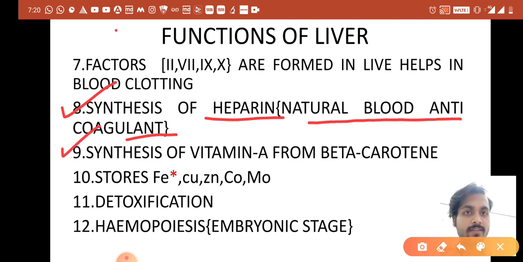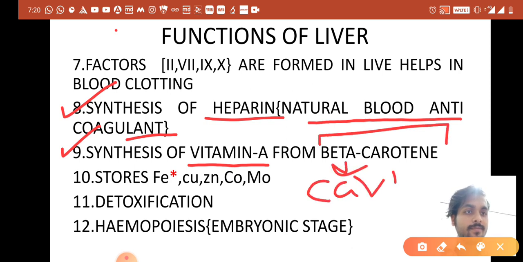And the ninth function of liver is synthesis of vitamin A. Before, I told you liver stores fats and fat soluble vitamins. Vitamin A, D, E, K it stores, and it also stores vitamin B12. And now I'm saying that it also synthesizes a vitamin. It synthesizes vitamin A from beta carotene. A good source of beta carotene is what? Carrot. Vitamin A is responsible for vision of the eye.